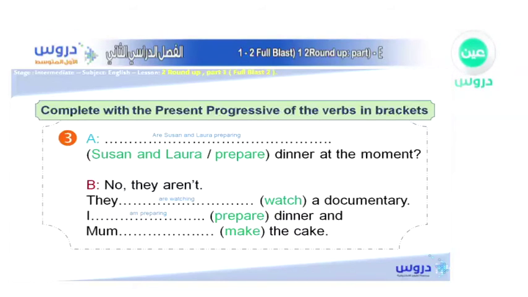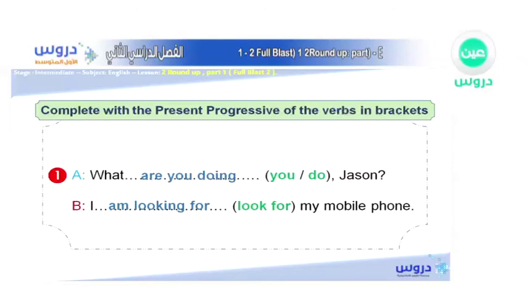And what about mom? My mom? My mom is doing what? My mom, because she's just one. So do we say are making? Or do we say am making? Or do we say, because she is just one person, is making. That's right. Is making the cake. Excellent. Absolutely excellent. Wonderful. Okay.